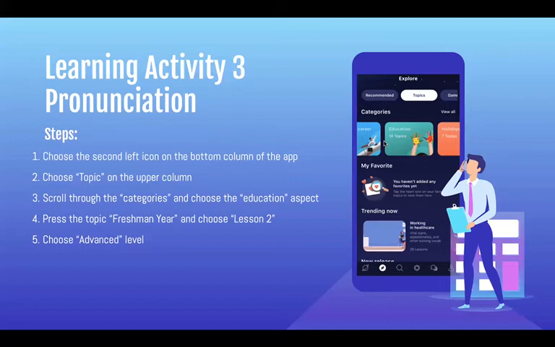So after pressing the education aspect, please press the topic freshman year, and then choose lesson 2. We will all be doing lesson 2 together. Yes, so after choosing lesson 2, please choose advanced level. Then the app will tell you how to do the whole task. So I would like to give you about 5 minutes for completing the task. And I would like to ask about your process or result in between.